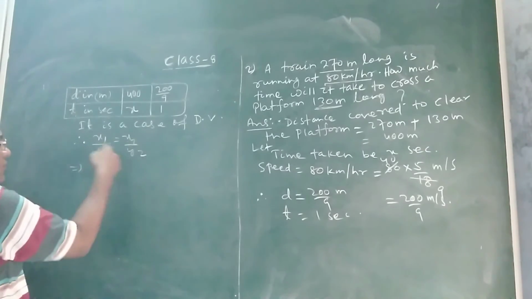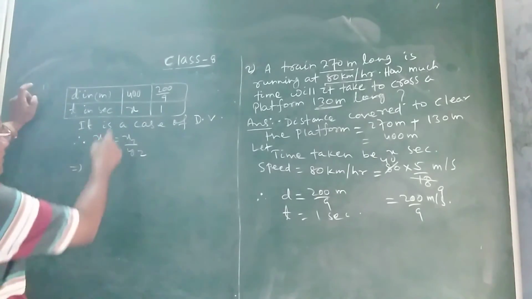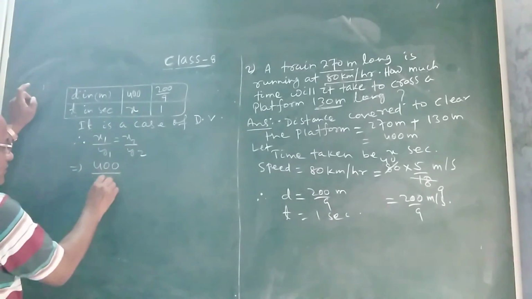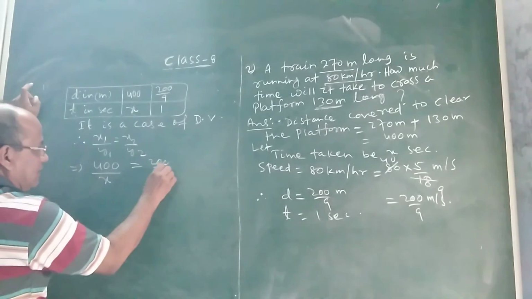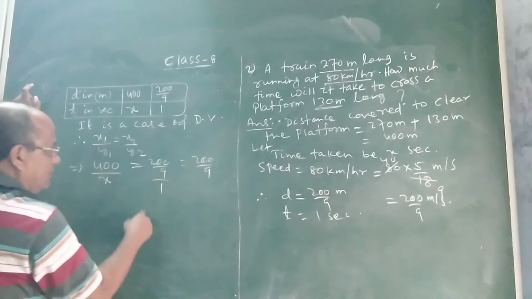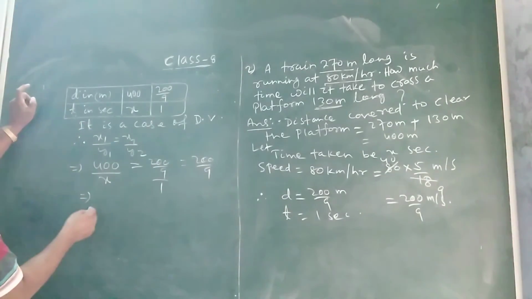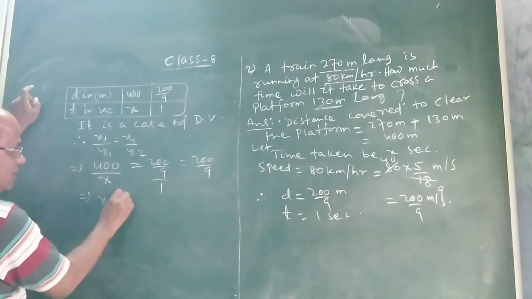Now you put the values and simplify to get the value of this x. So in place of x1, what will we put? 400. y1 is, we do not know, x. x2 is 200 by 9, and this is 1. That means it is 200 by 9 only, because any number divided by 1 is equal to that number. So what will be x? Now you cross multiply.